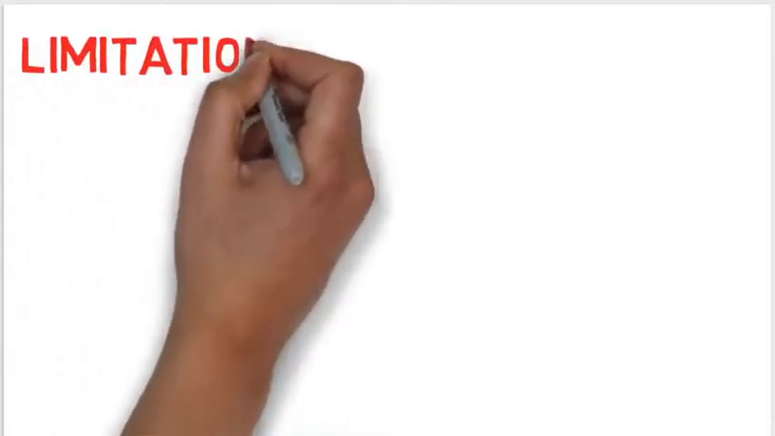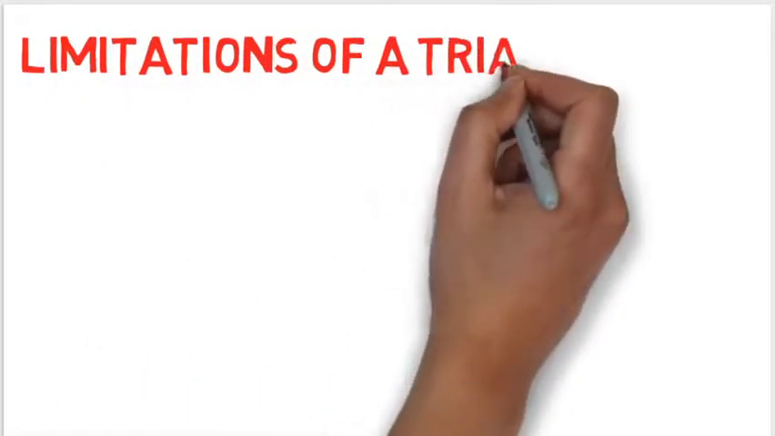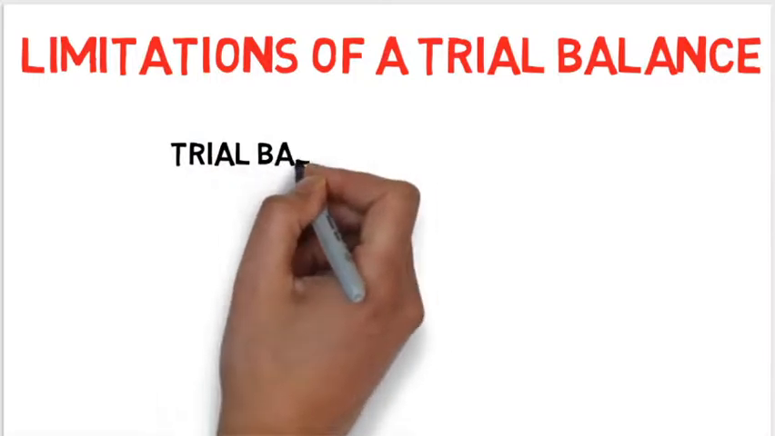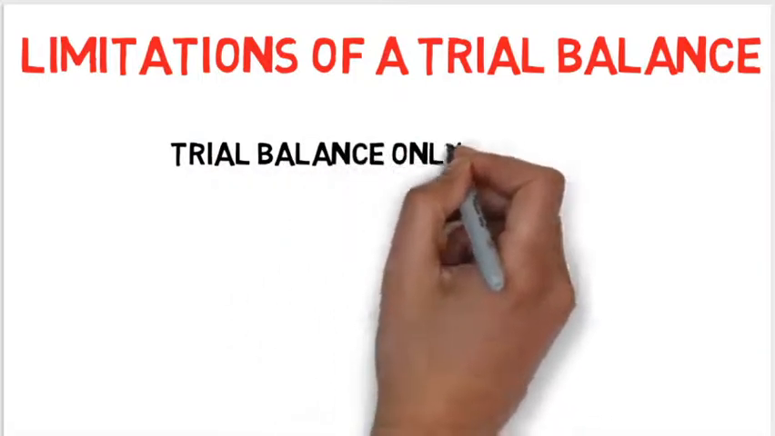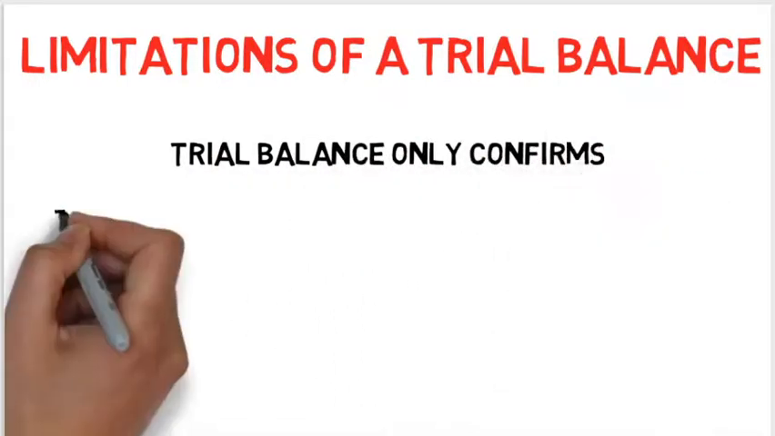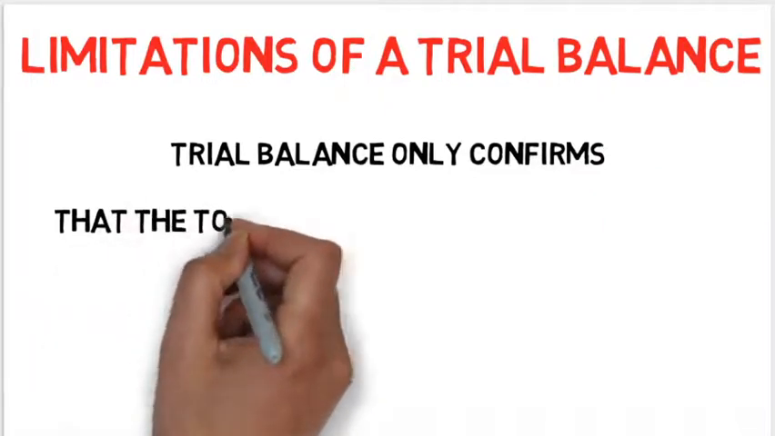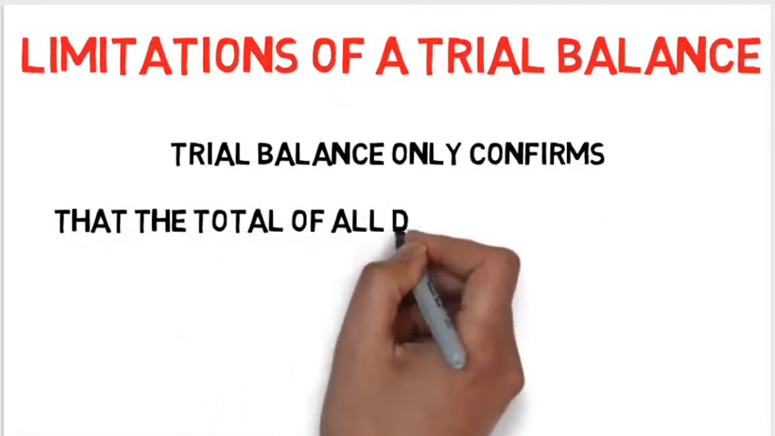Limitations of a trial balance. Trial balance only confirms that the total of all debit balances matches the total of all credit balances. Trial balance totals may agree in spite of errors. An example would be an incorrect debit entry being offset by an equal credit entry.